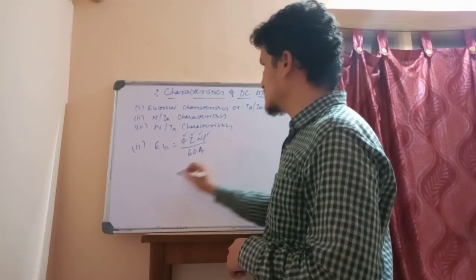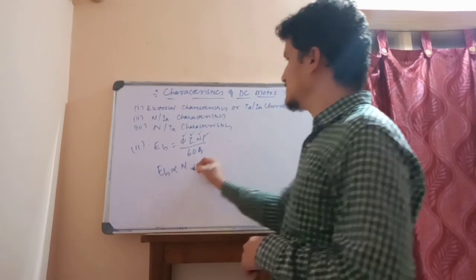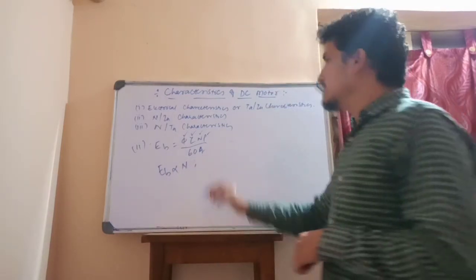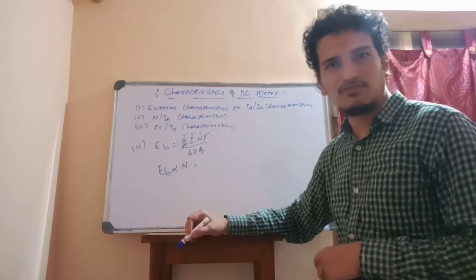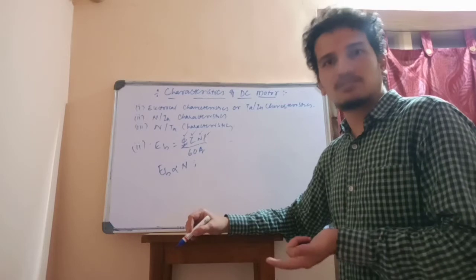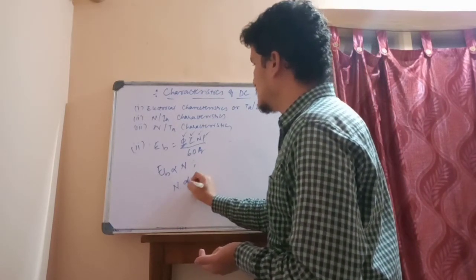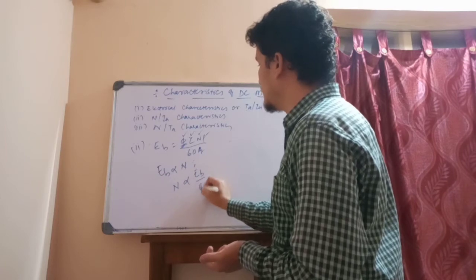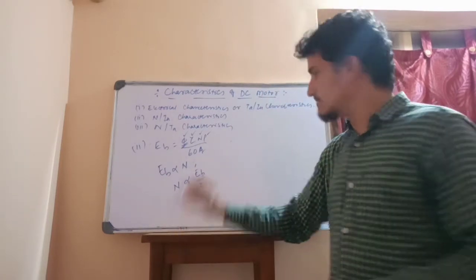P is constant, A is constant. So EB is directly proportional to N usually. If you are changing the flux externally, then what is the formula? N is directly proportional to EB by phi, if you are varying the flux externally.